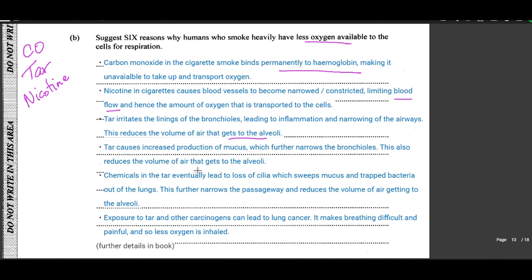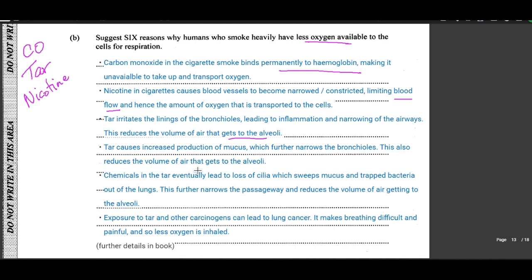My apologies, right? So just by tackling those 3 components, you can come up with 3 reasons just like that. So even if you're having a brain freeze moment, you tell yourself, okay, what are the components in cigarette smoke? Right, well, I know it's carbon monoxide, I know it's tar, I know it's nicotine. You must remember at least one aspect of each that is harmful. And you just show the connection, you show how that then leads to less oxygen being available. So let's go to the next 3.